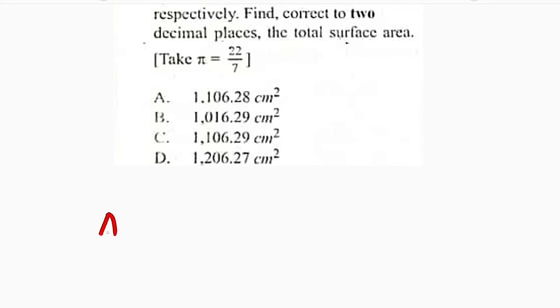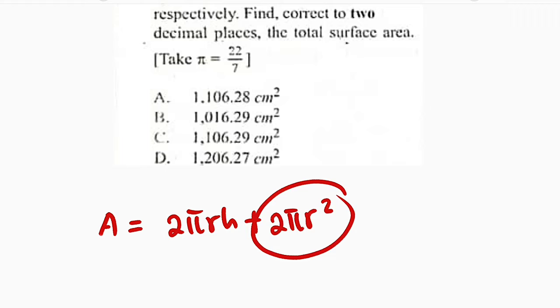The formula will be A equal to 2 pi RH plus 2 pi R squared. This is the formula for calculating the total surface area of a cylinder. This stands for the curved surface area, and this is for the surface areas at the top and the bottom. The top of a cylinder is a circle, and the area of a circle is pi r squared, and we have another circle at the bottom, making two of those circles.